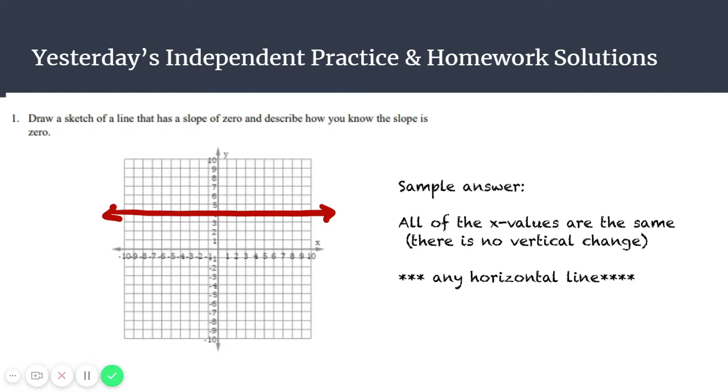So anytime all of your x values are the exact same, there is no vertical change. That is the answer. So any horizontal line that you have drawn on your graph, no matter what point on the y-axis it's drawn, where all of your x values are the same, is an example of a zero slope.